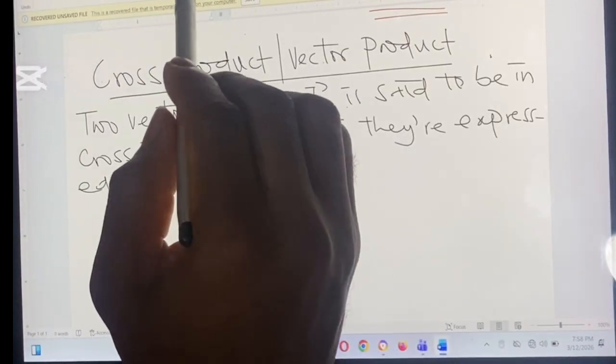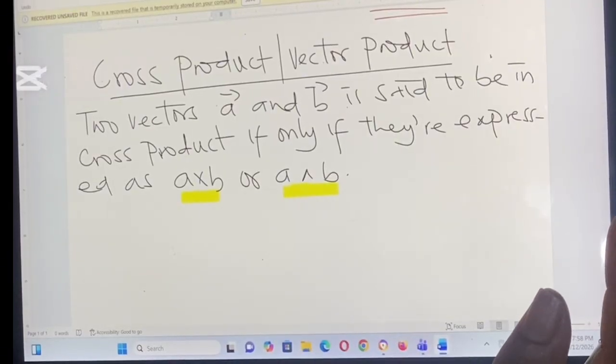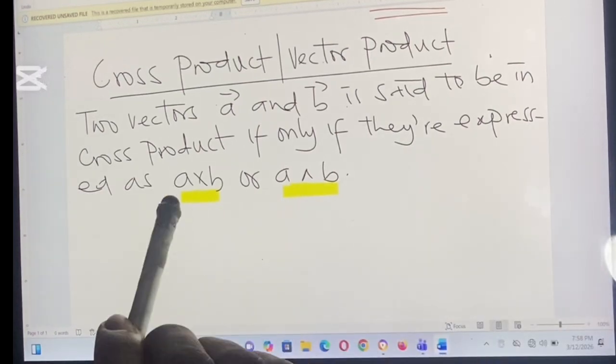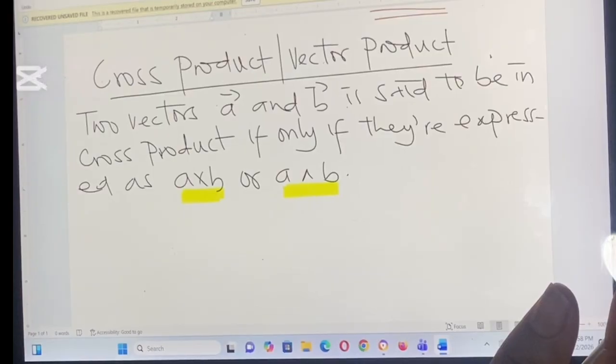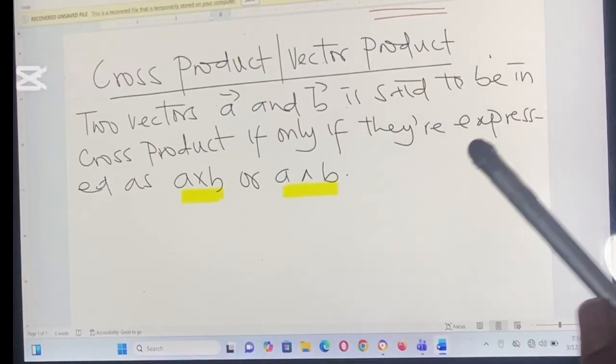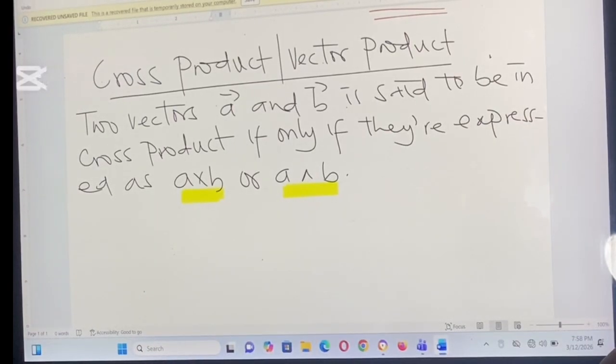It means that these two expressions here represent vectors in cross product. So you can either use A cross B or A hat B. So class, let's know how to solve vectors in cross product. Okay, let's take a question here, class.